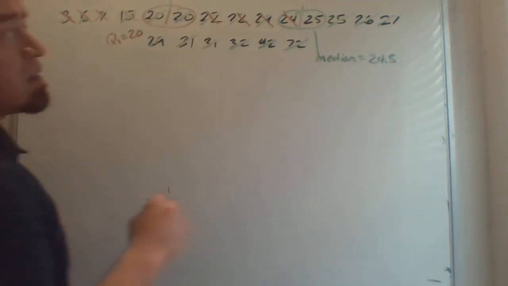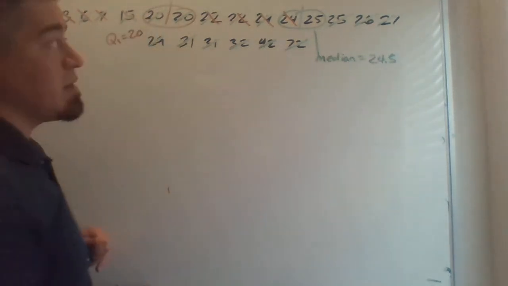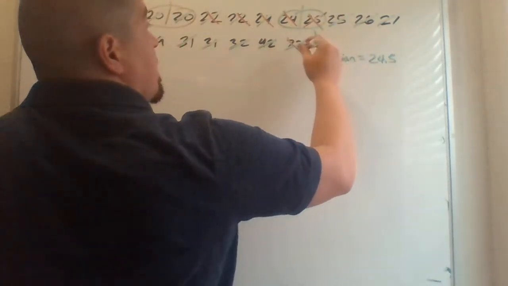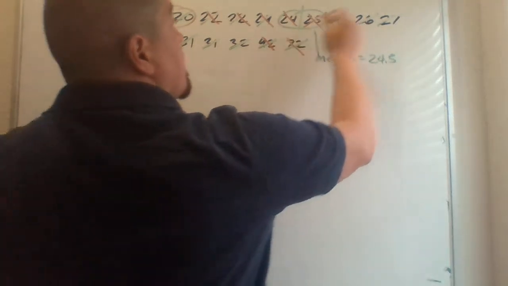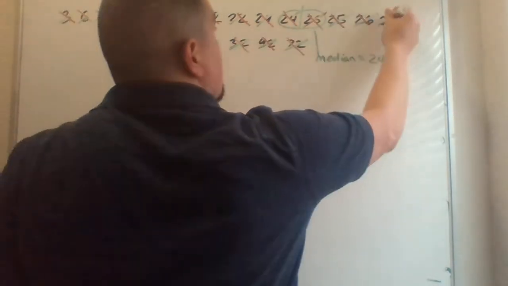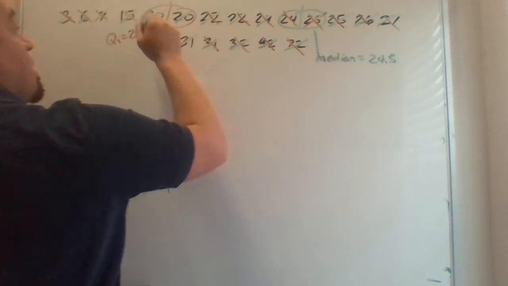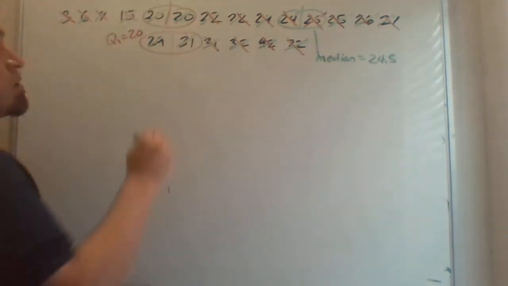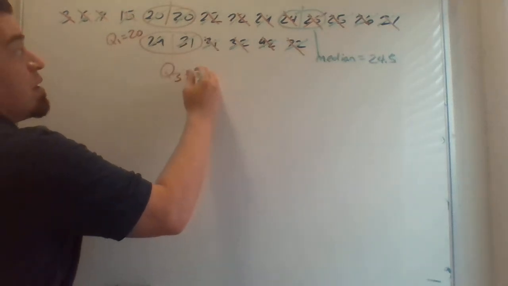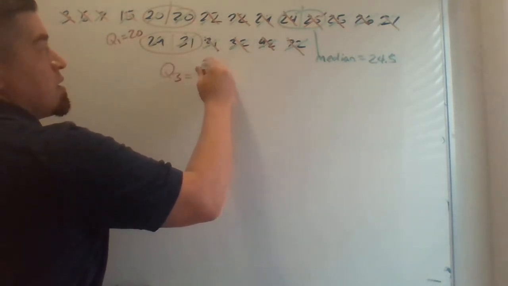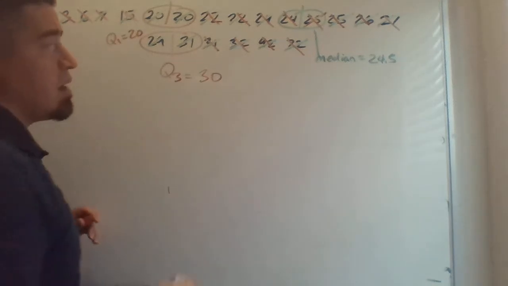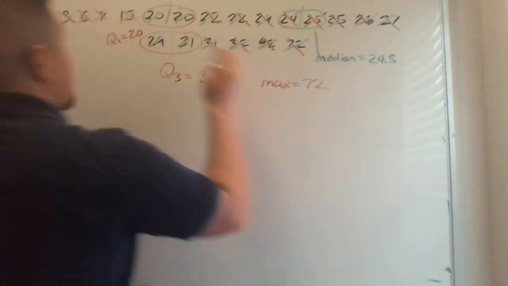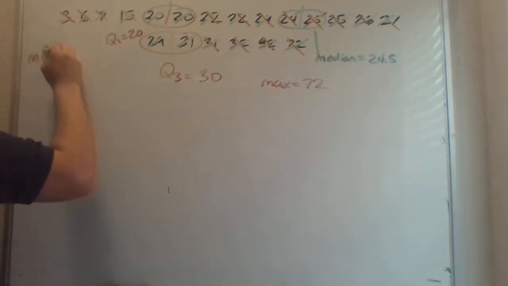Okay, so we'll do it one more time for the second half of the data. Scratch out low, high, low, high, low, high, low, high, and then you get these two numbers, which you'll find the average between, and that'll be your quartile 3. So this will be 30. Okay, and of course we know our max is 72 and our minimum equals 3.